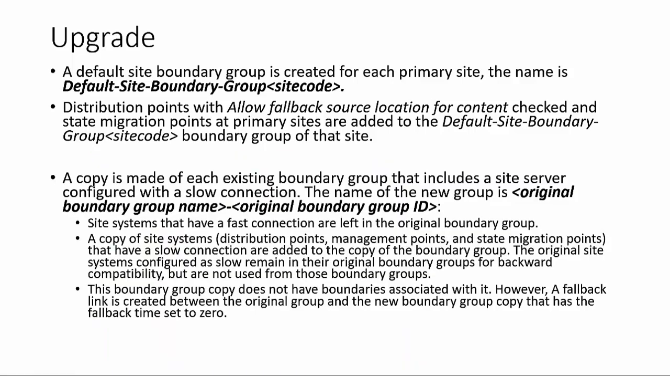Moving next, if you have site systems configured as slow connection, which is also true in our case, a new boundary group is created, which is named like the original boundary group name, hyphen, the boundary group ID. The value boundary group ID is really hidden from the console and can be viewed from the database table named boundary group. All these slow connection site systems will be copied to this new boundary group. They are also left in the original boundary group for backward compatibility, but they're really hidden from the console view.